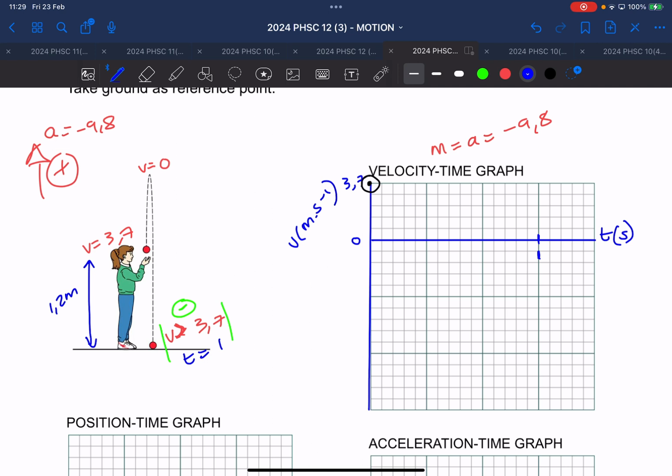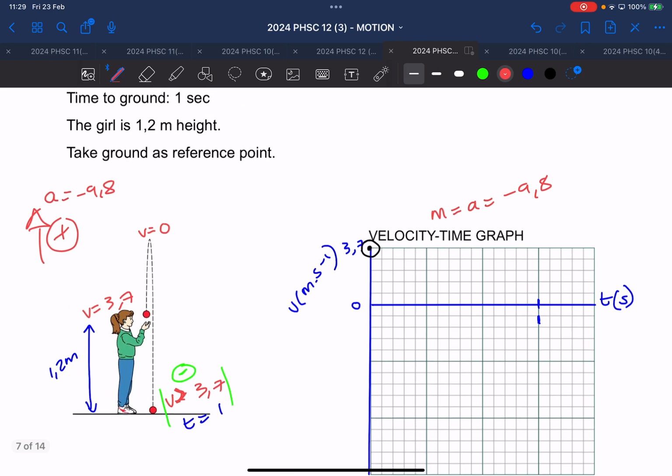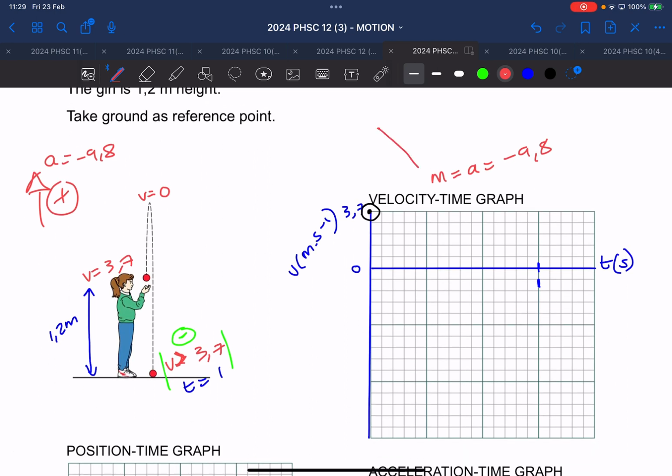And what shape will our graph look like? Like this, negative gradient and constant. So I'm just going to draw this with a negative gradient until 1 second. That's all I can do. Doesn't it have to touch the one? No, because the velocity is not 0 at 1 second. The velocity is greater than whatever, but I don't know what it is.